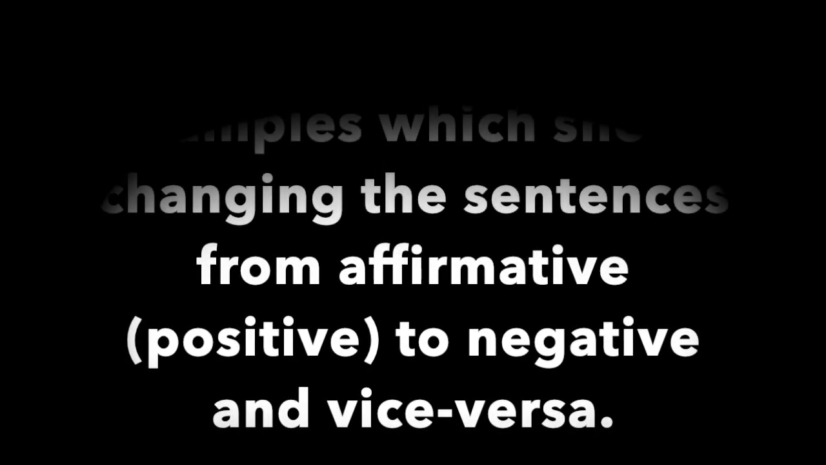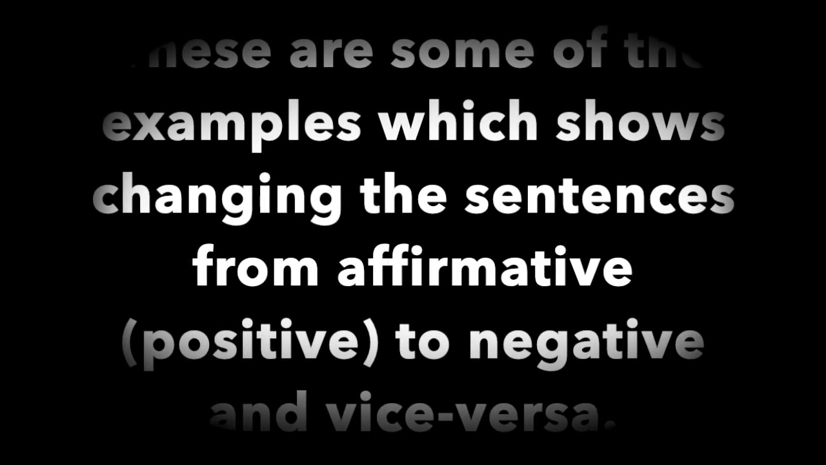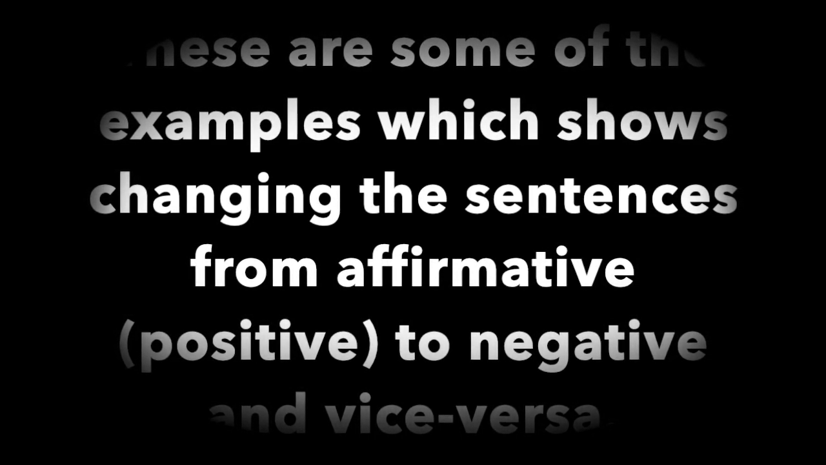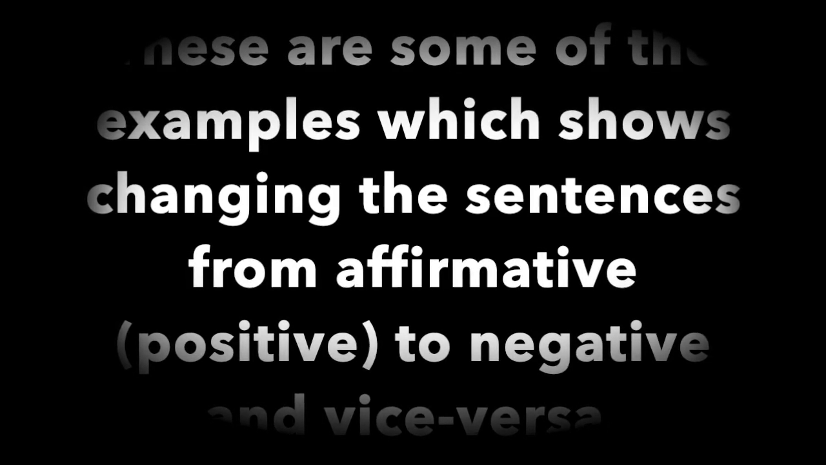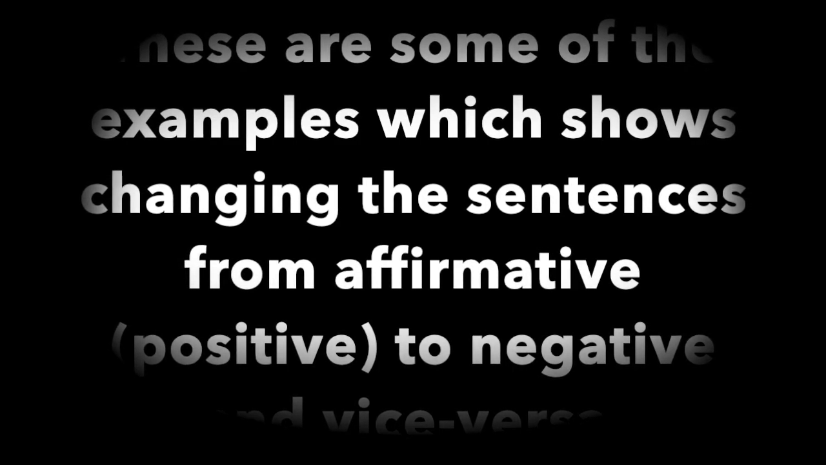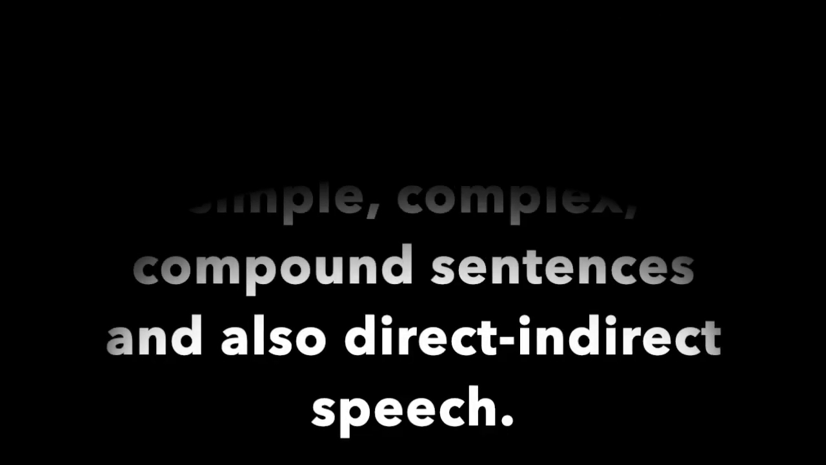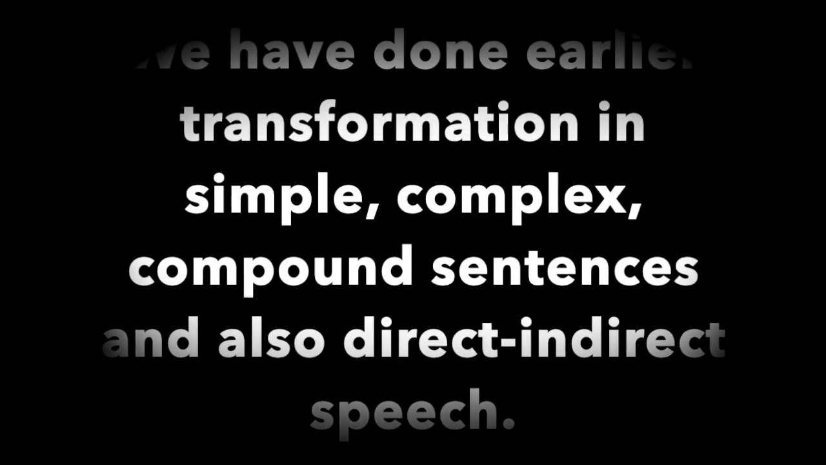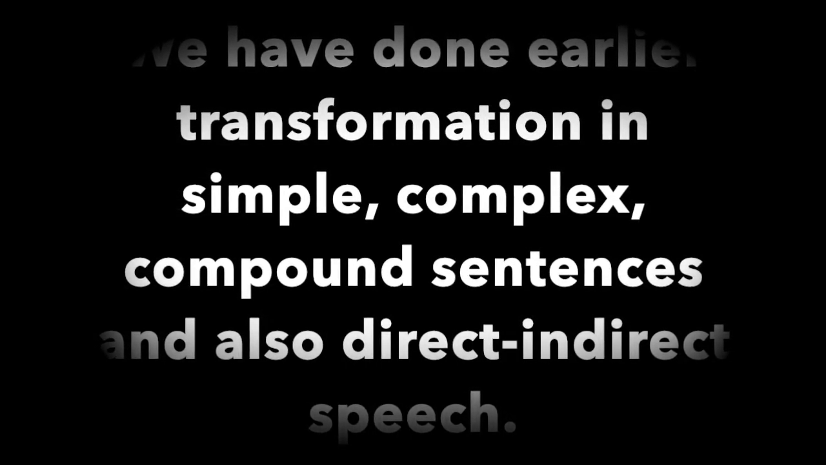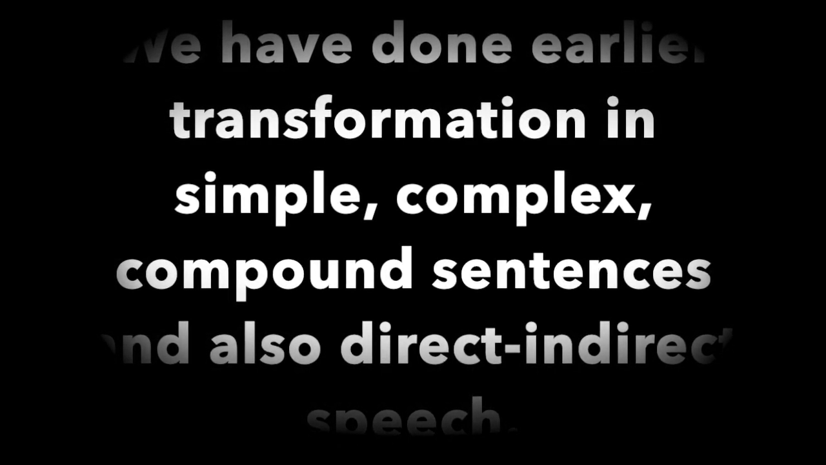So you see, my friends, these are some of the types of sentences which we can change from affirmative to negative and negative to affirmative. The sentences are affirmative, negative, then the same thing in question form, then the same type in the question tag form. Another way is by using to or so that. Besides this, we have also done transformation in simple complex compound sentences and also in direct and indirect speech. So please practice all this.